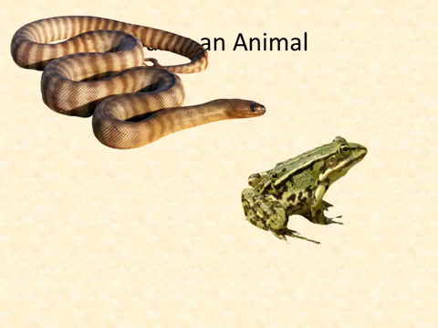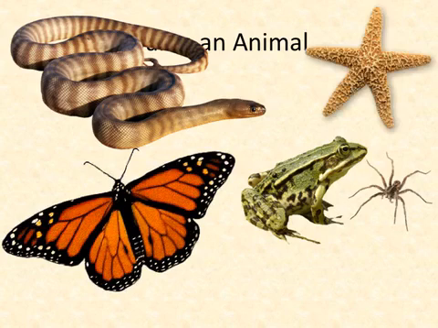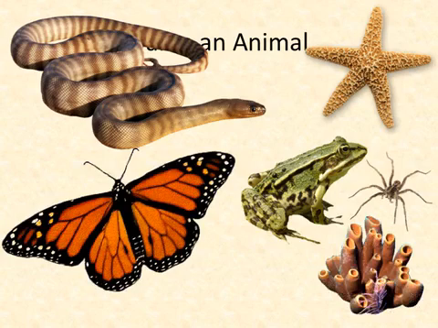Snakes are animals, frogs are animals, spiders are animals, and so are insects. Now these 4 may seem obvious, but what about a sea star or a starfish? They are animals. They look completely different from mammals or from you and me, but they are animals. And these creatures down in the bottom right corner are sponges. They are animals as well.